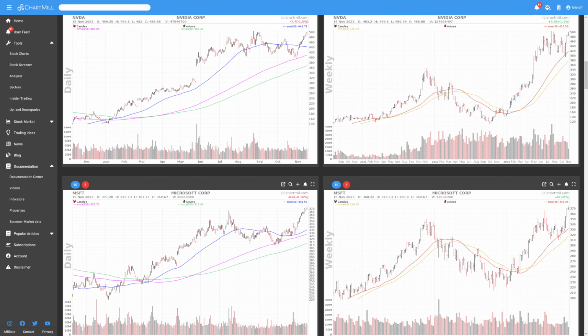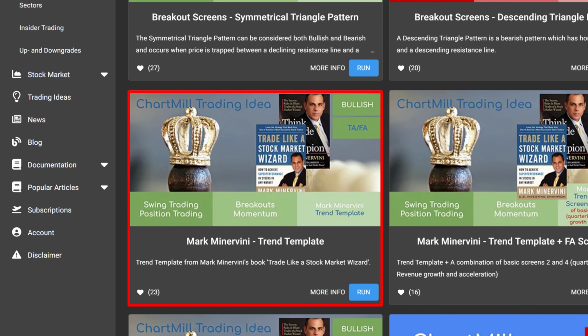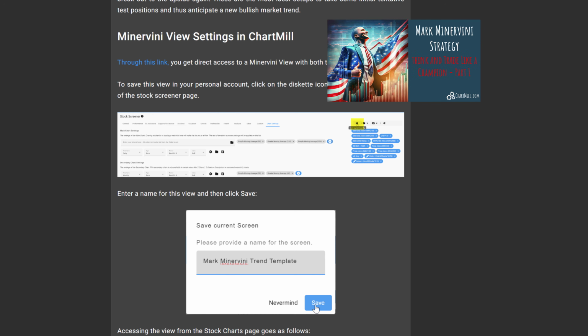The trend template is available as a predefined trading idea in ChartMill. In this article, you can read how to save this trend template view in your own account so you can easily bring it up from the stock charts or stock screener page. A link to this article can be found below this video in the description.